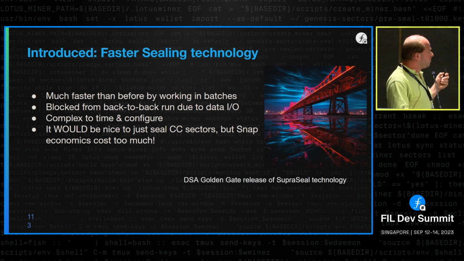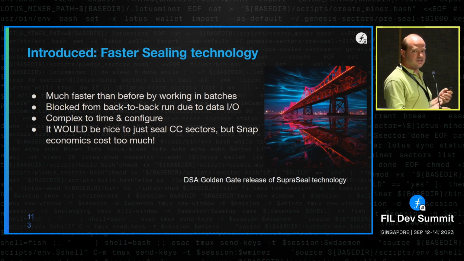So the DSA Golden Gate release provided us with super seal technology that makes it much faster to run a sealing pipeline. But in talking with people, we've learned that you can't do back-to-back runs due to the I/O problem of getting the new data in and the old data out. And it's still rather complex to configure. And this all seemed much simpler if we could find a way to just have it do CC sectors.